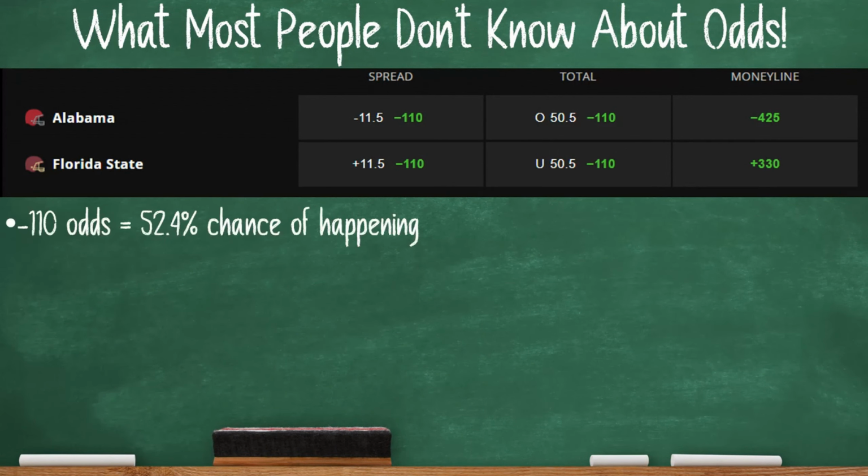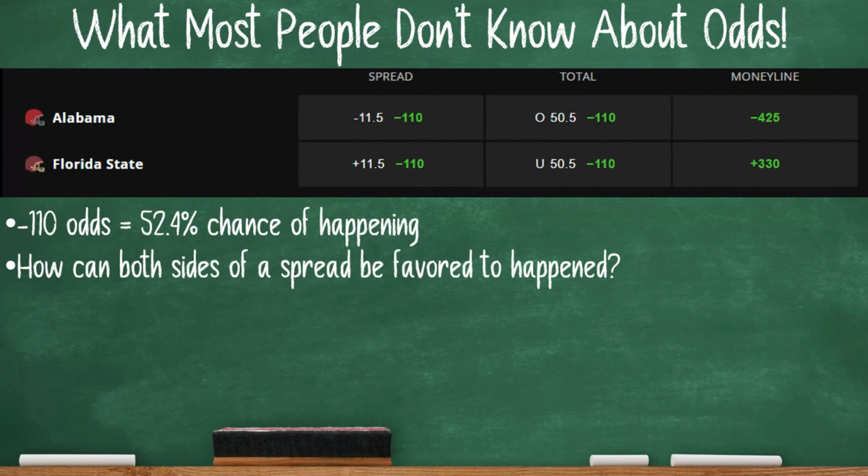So, going back on that, let's look at the spread here. What you're most commonly going to see are minus 110 odds. And again, this is just a formula, and we'll talk about how to calculate this in another lecture coming up. But for now, let's just know that minus 110 means that it's a 52.4% chance of happening.